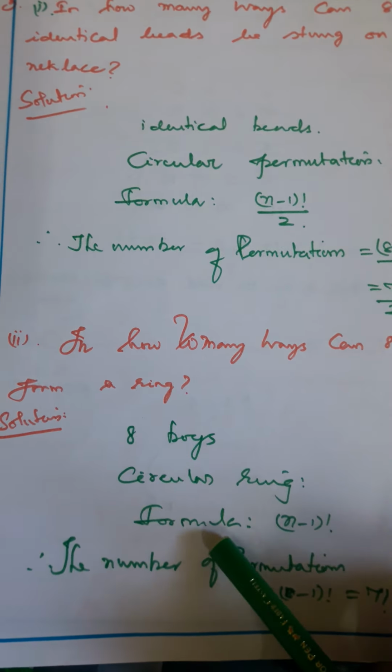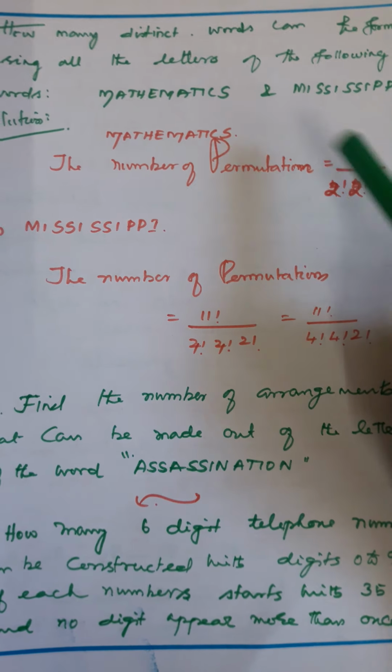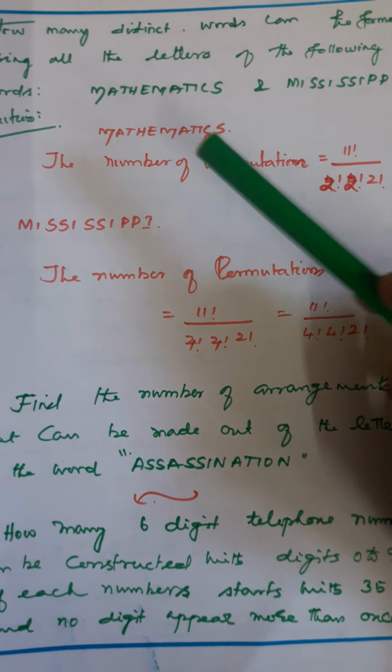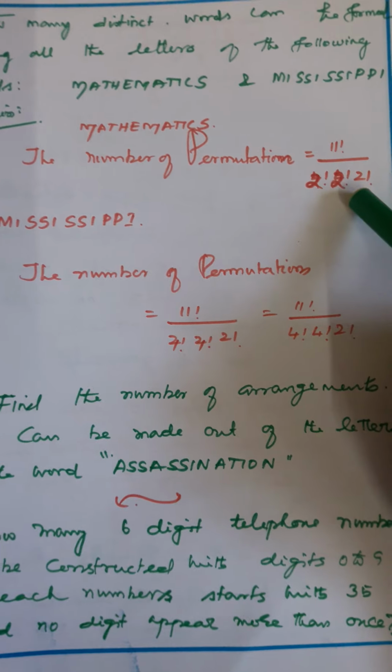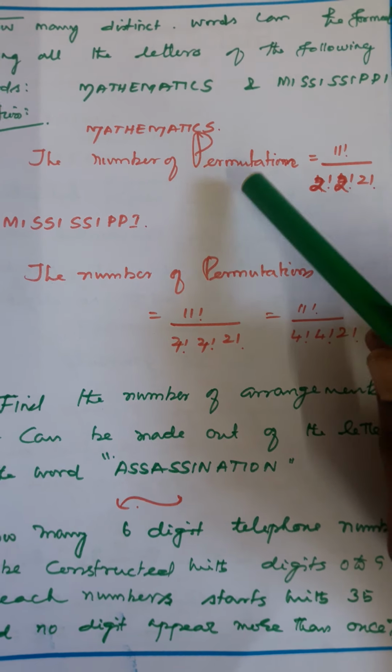This is a repeated question also. How many distinct words can be formed using all the letters of the following words: mathematics and Mississippi? So mathematics, the total number of letters is 11. So the numerator is 11 factorial. And I have 2 m's, so m is 2 times, so 2 factorial. After that, a is 2 times, so 2 factorial. After that, t is 2 times, so 2 factorial. So that is your number of permutations.